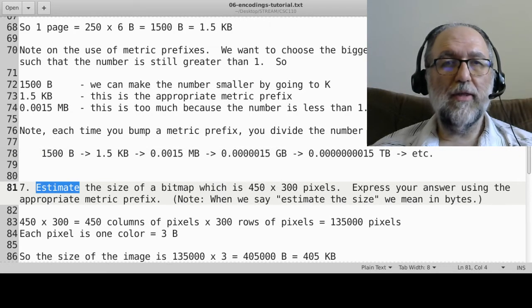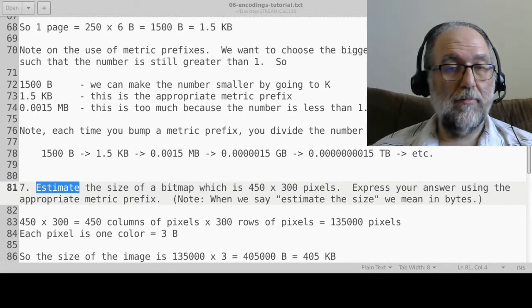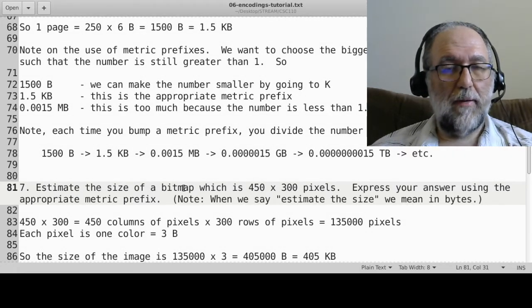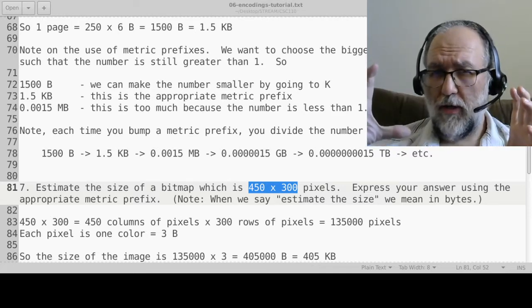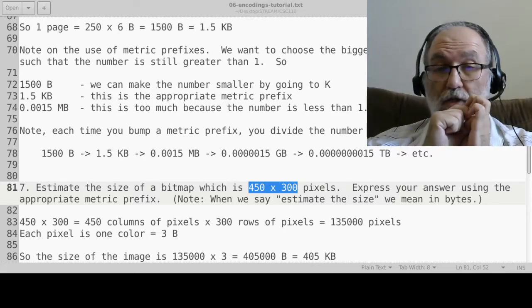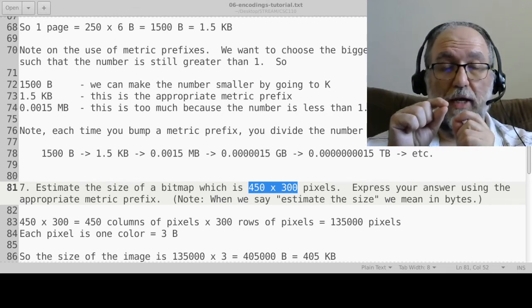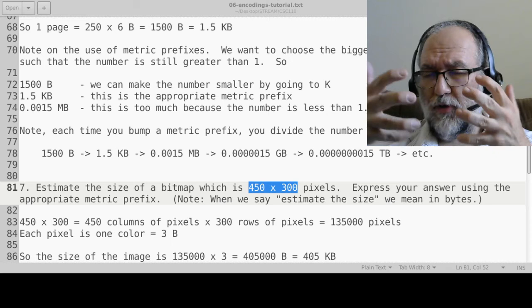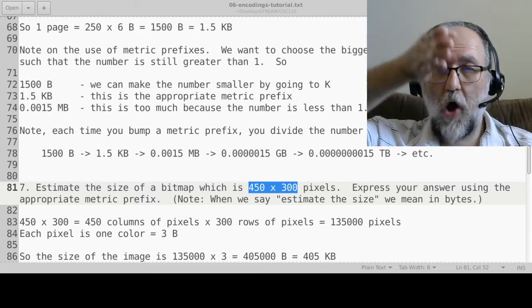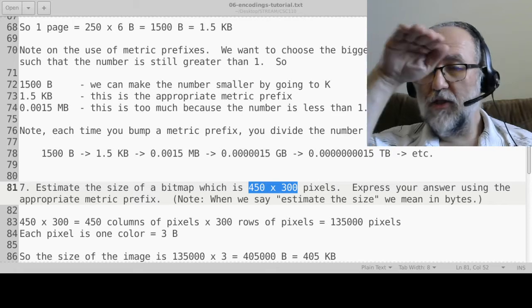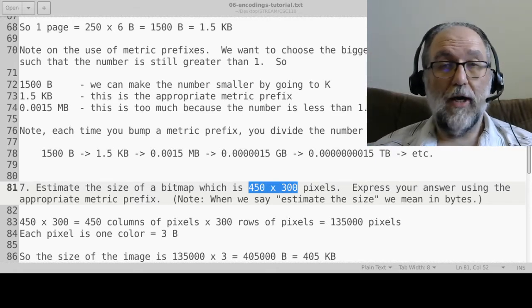This has to do with pictures, images, and again, it's one of these estimate problems. Estimate the size of a bitmap, which is 450 by 300 pixels. What that means is that it's 450 columns of pixels, because remember the pixels form kind of a grid. A pixel is a square, all one color, and very, very small inside of an image, so you can't see it, and your eye blurs it in with its neighboring pixels. If you were to look at this bitmap, you would see that it has 450 columns of pixels and 300 rows of pixels, forming a grid.